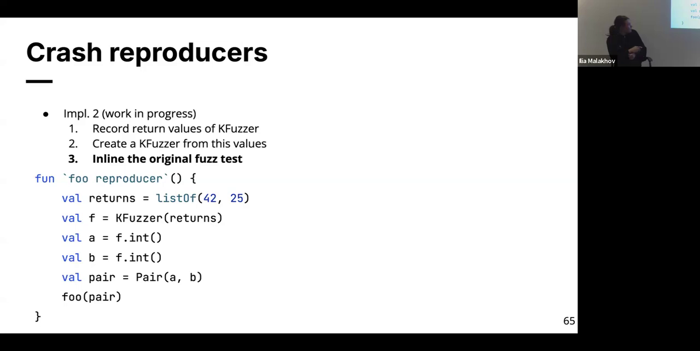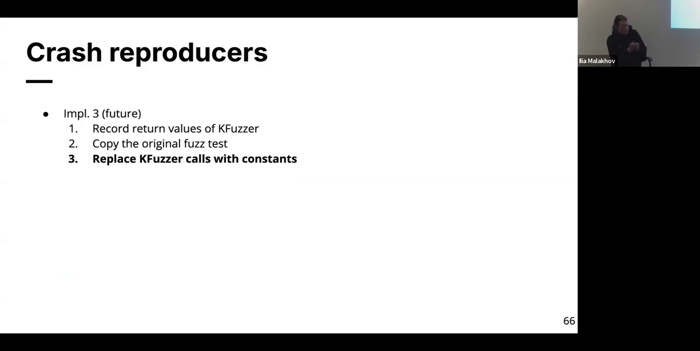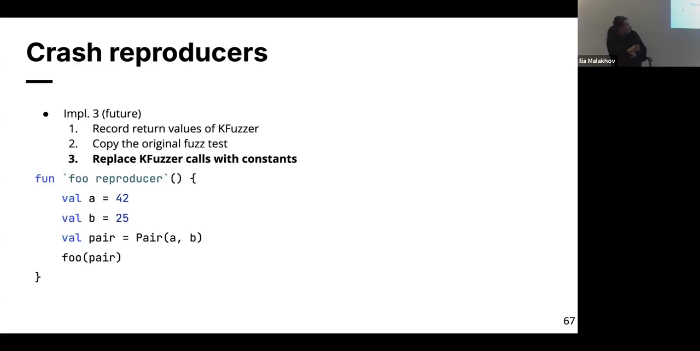The final step would be to completely get rid of our kfuzzer API. It means that we have to somehow find kfuzzer calls and replace them with constants. It should look like that. This is very complicated, but we will do it.